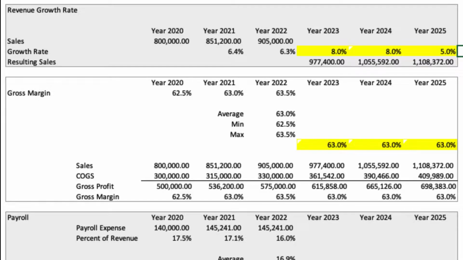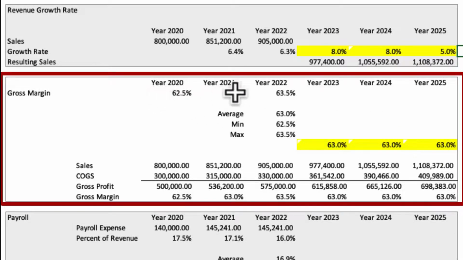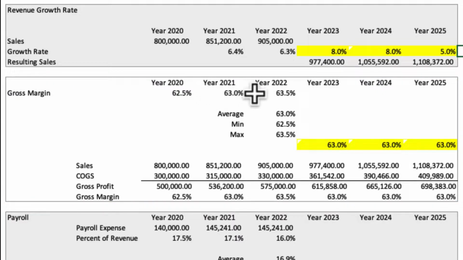Now the next section is gross margin. We've got some gross margin numbers from the previous 3 years, what the average was, the minimum, the maximum. So from that we need to make a guess as to what the numbers are going to be going forward. It's defaulting in with the average of the 3 years, and I'm going to go ahead and leave that like it is. You can certainly make it go up or make it go down as you think the future will dictate.